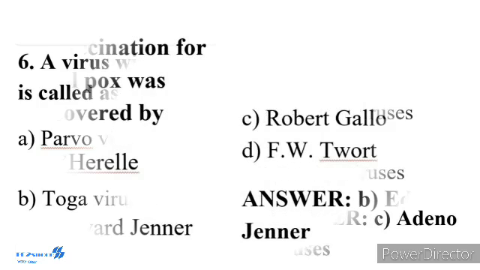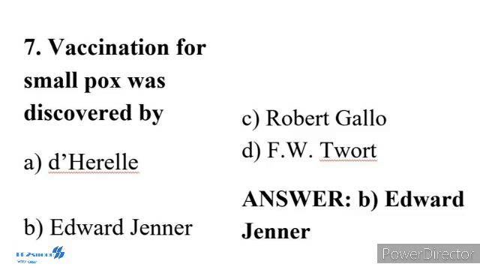Question number 7, vaccination for smallpox was discovered by. Option A, D. Curley. Option B, Edward Jenner. Option C, Robert Koch. Option D, F.W. Twort. So the correct answer, option B, Edward Jenner.